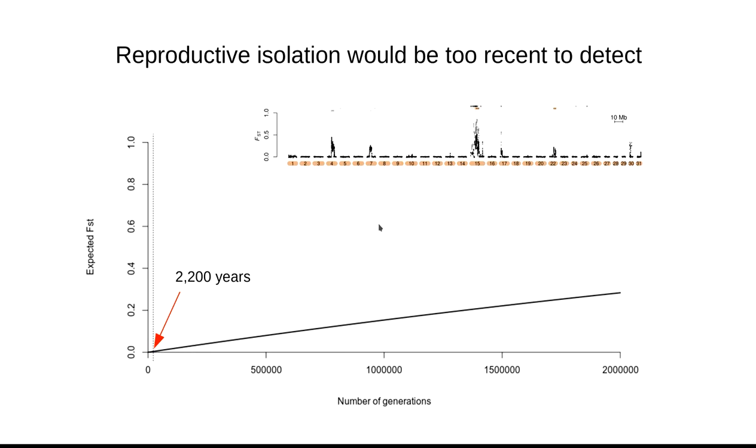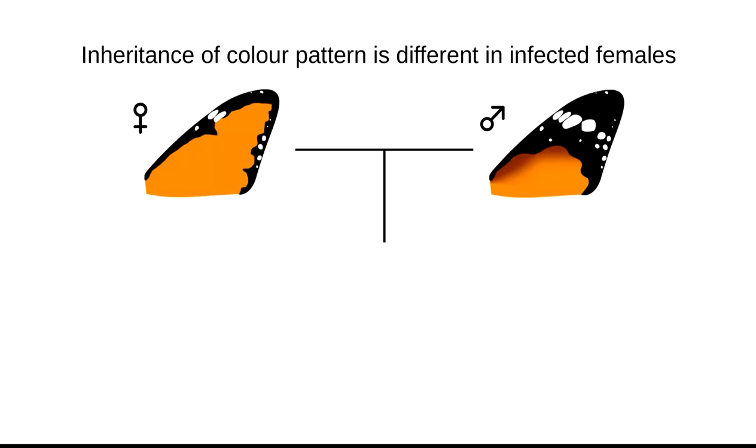So for the rest of this talk, I'm going to turn my attention a bit more to this male killer and its rapid spread in the population. One of the things that David and Ian noticed is when you take an infected female, so here we have an infected female on the left, and you cross her to a male, and that male is usually uninfected, otherwise he would have died. And they have different color patterns.